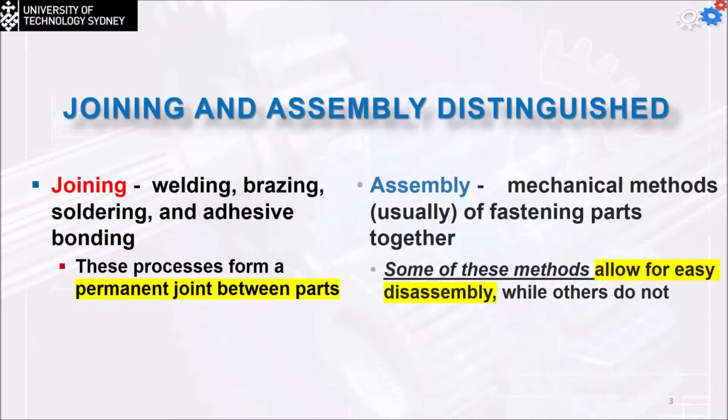For joining and assembly, the distinction is that joining is welding, brazing, soldering, and adhesive bonding, and these processes form a permanent joint between the parts. If I weld two parts together, they become a new part. It's not an assembly. The assembly process is a mechanical method, which usually means fastening the parts together, like using bolts and nuts, so we can disassemble things. Even if we use rivets, you can break the rivets and disassemble the parts later if you need to.